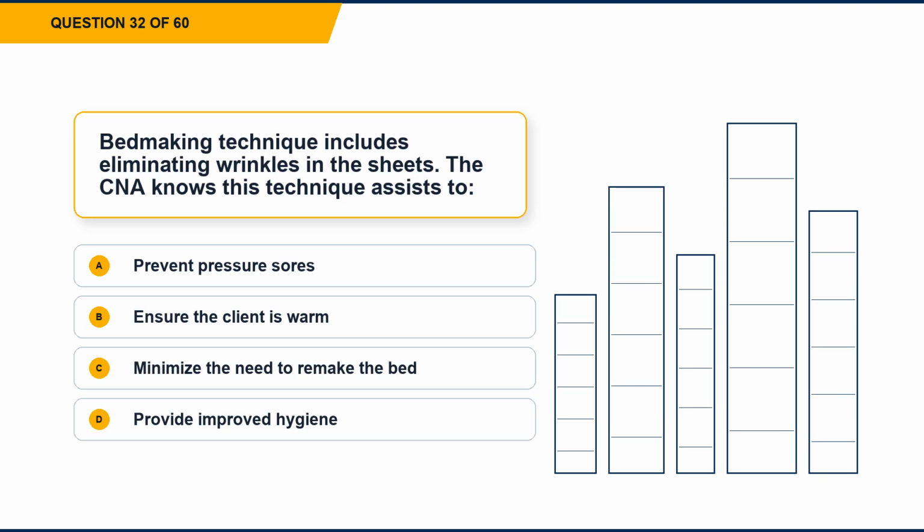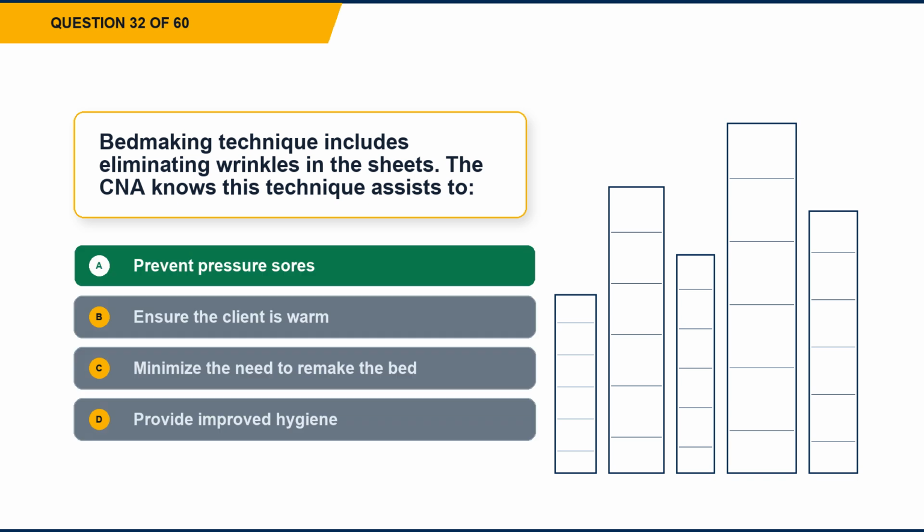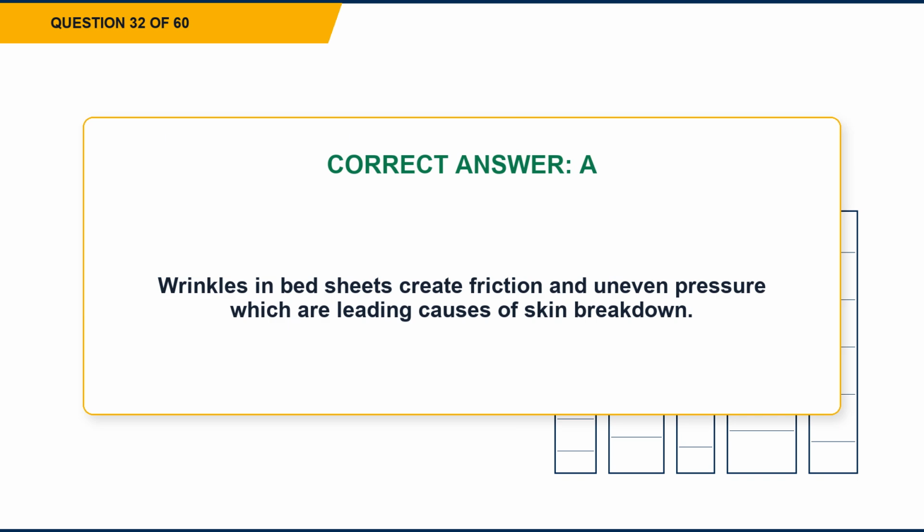Question 32. Bed-making technique includes eliminating wrinkles in the sheets. The CNA knows this technique assists to: Option A, prevent pressure sores. Option B, ensure the client is warm. Option C, minimize the need to remake the bed. Option D, provide improved hygiene. The correct answer is option A, prevent pressure sores. Explanation. Wrinkles in bed sheets create friction and uneven pressure, which are leading causes of skin breakdown.